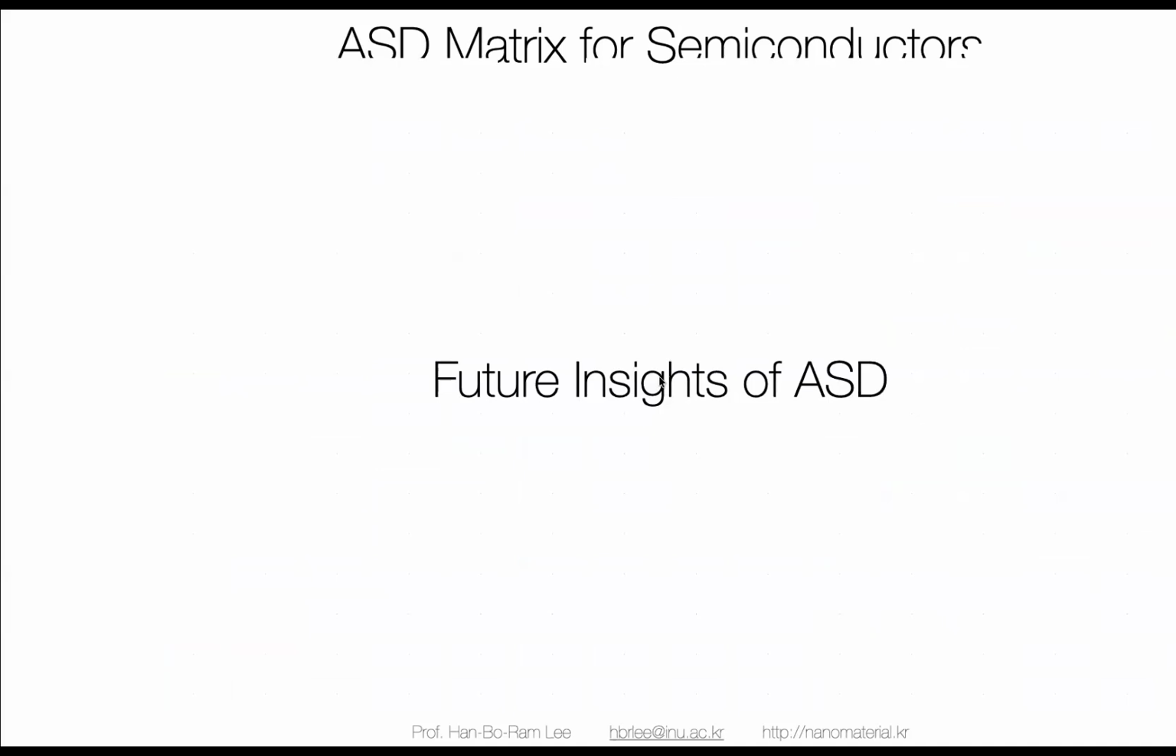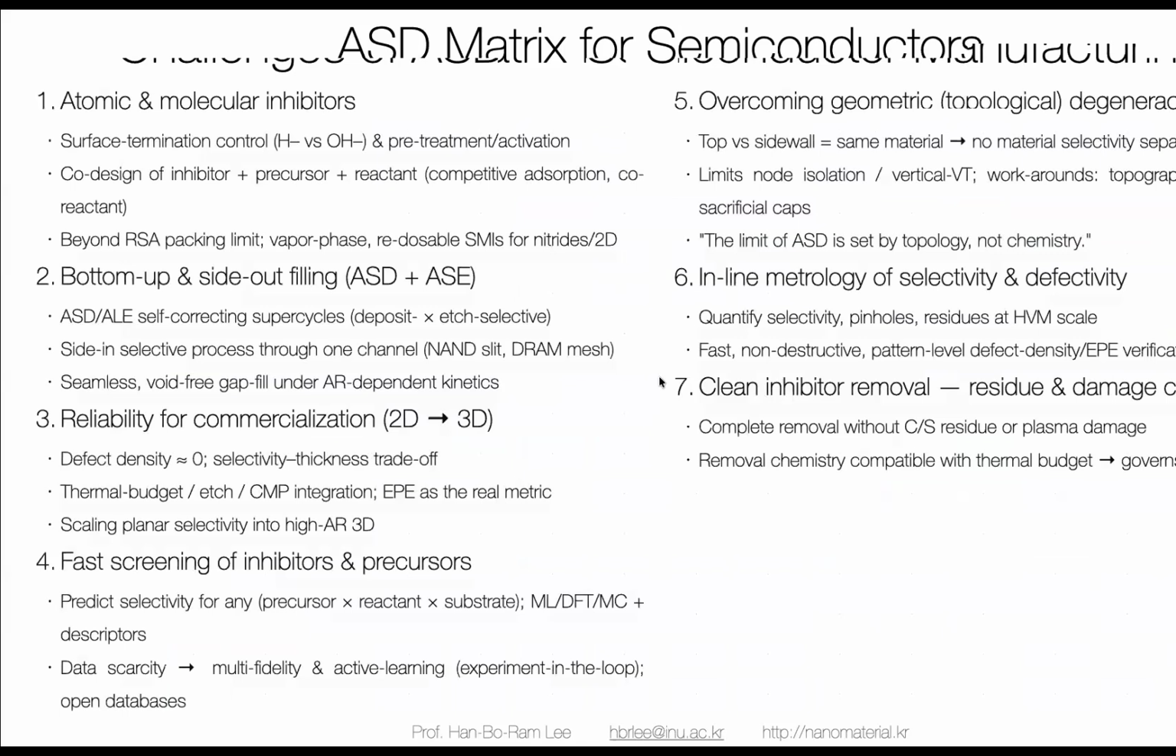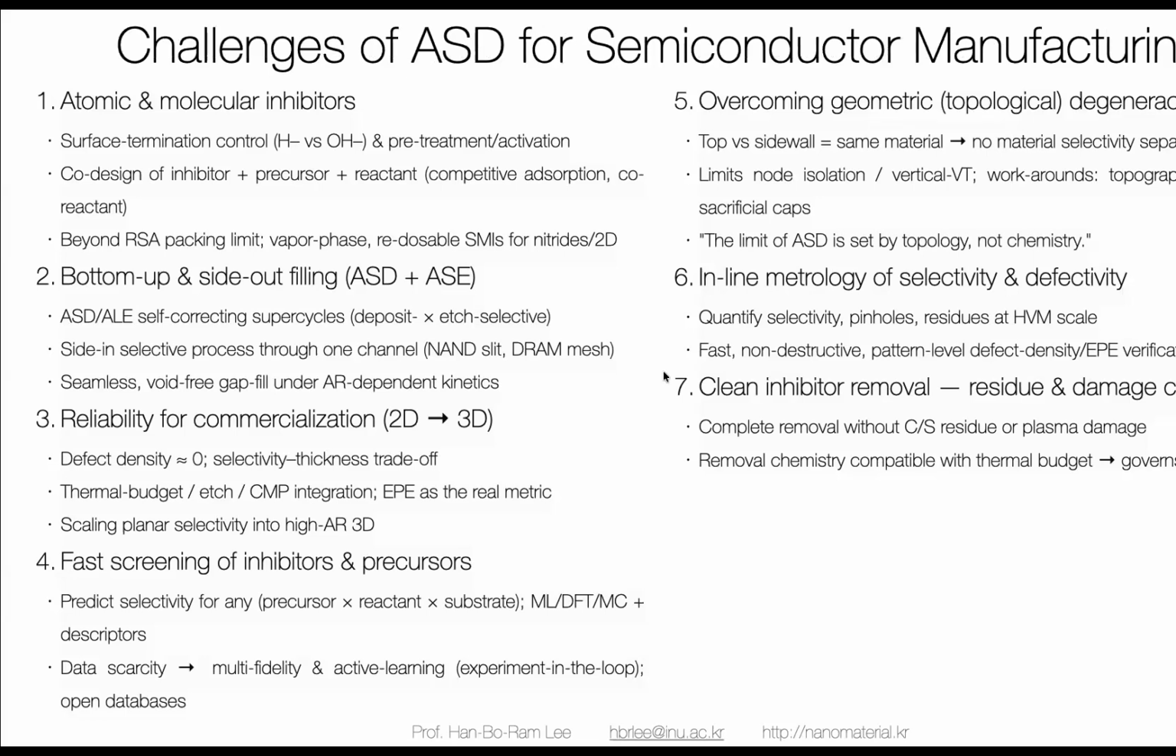And then, future insight of ASD, I have a few more minutes. So these are the seven challenging points. We have to think about atomic and molecular inhibitors, bottom fill and side-out structure, and then reliability for commercialization in 2D and 3D. So in the laboratory scale, we can selectively grow on the surface, but one small defect is very problematic for the logic device. We have to think about how we can do that.